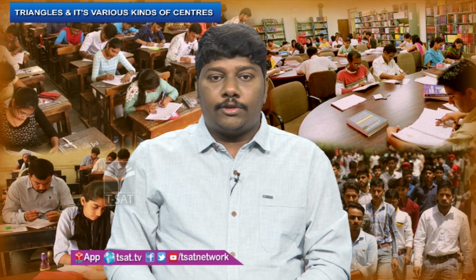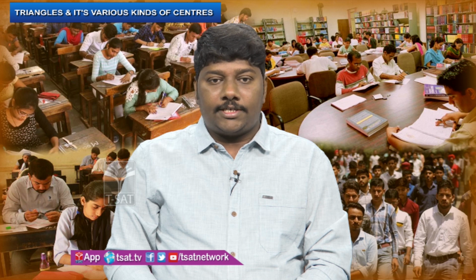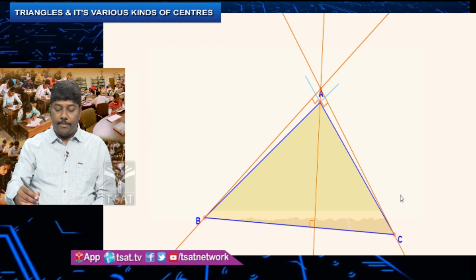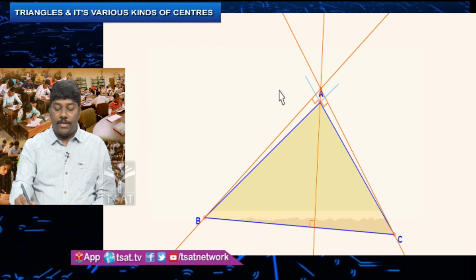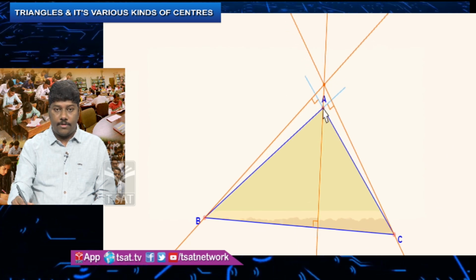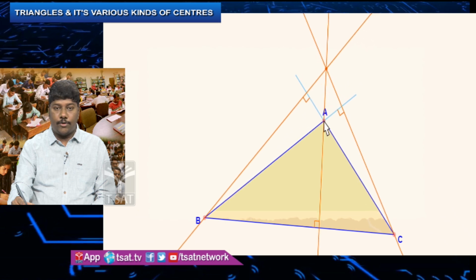Now we look at orthocenters. Orthocenter is actually intersection point of perpendiculars, as you see in the figure. Look at the perpendiculars here. If it is an obtuse angle triangle, orthocenter stays outside.